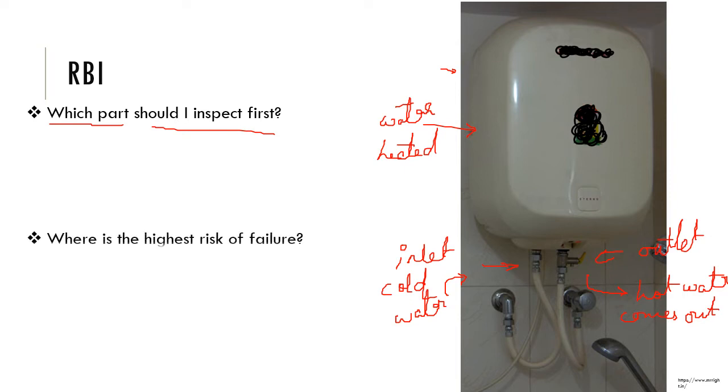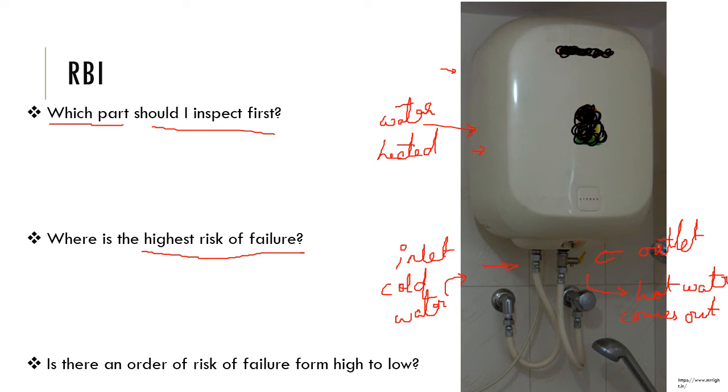The next question that is asked is where is the highest risk of failure? Which means, will it fail inside and stop working, or will it fail outside at these screws, or will it fail where the water comes out, at the outlet point, or will it fail at the inlet point? Where is the highest risk of failure? Where will it fail the most?